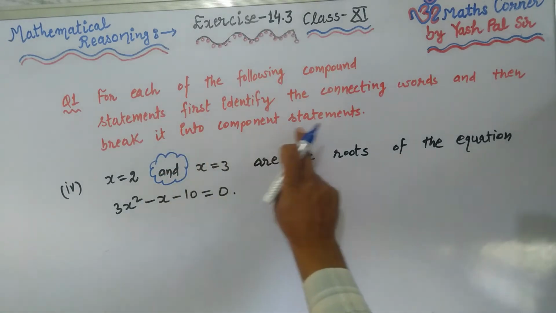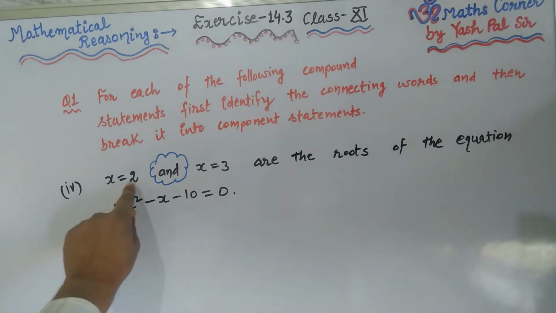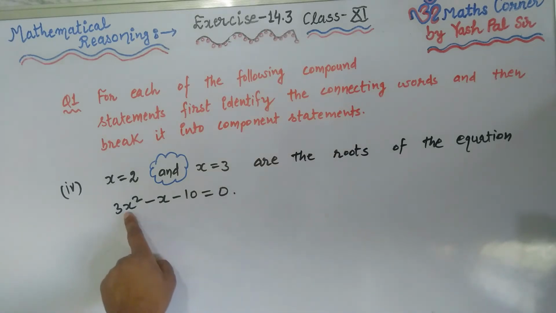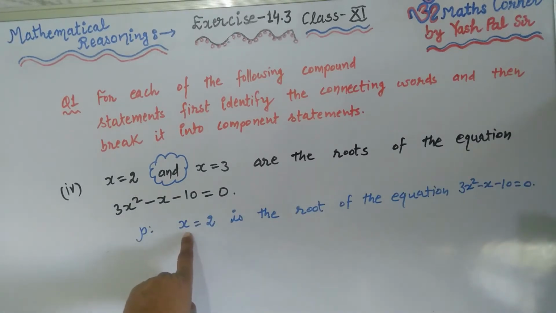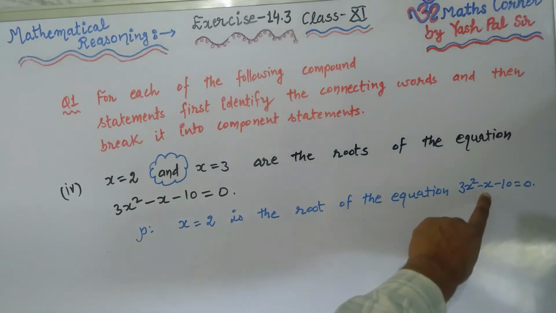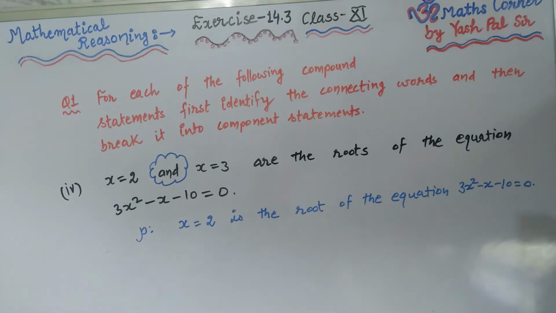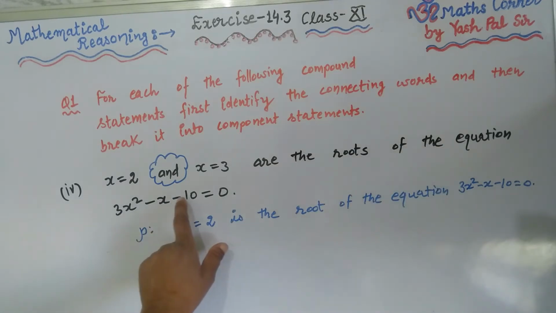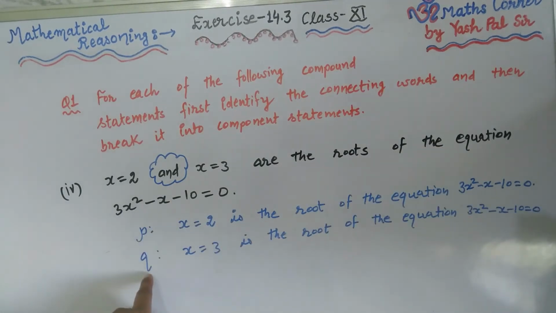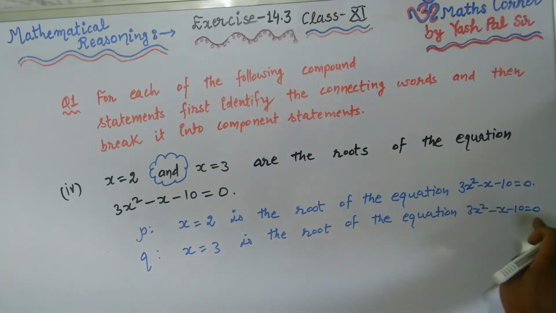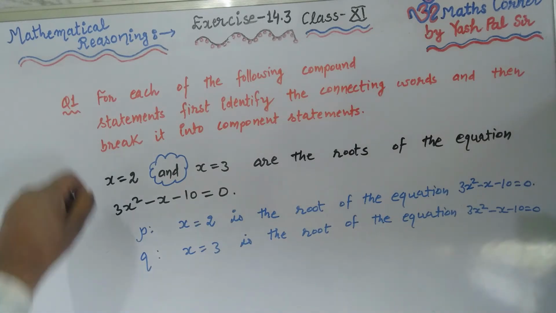Now its component statements. The first component, x is equal to 2 is the root of the equation 3x square minus x minus 10 equal to 0, is the statement component P. And the second component, Q, is x is equal to 3 is the root of the equation 3x square minus x minus 10 equal to 0. So this was our question number 1.